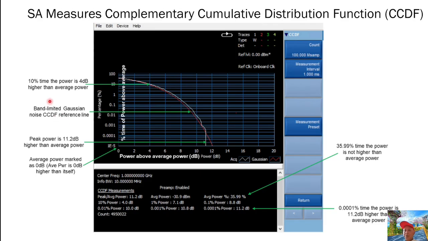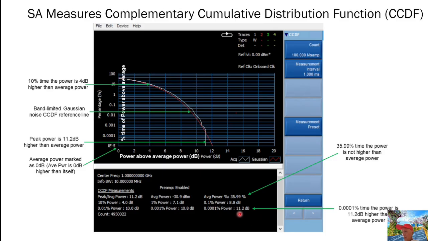And then this one, 10%. You see that this is 10. We draw a line from 10 across here, and here is 4 dB. What that means is 10% of the time the power is 4 dB higher than the average power. And then some other values here, this average power percentage 35.99. What that means is 35.99% of the time the power is not higher than the average power.